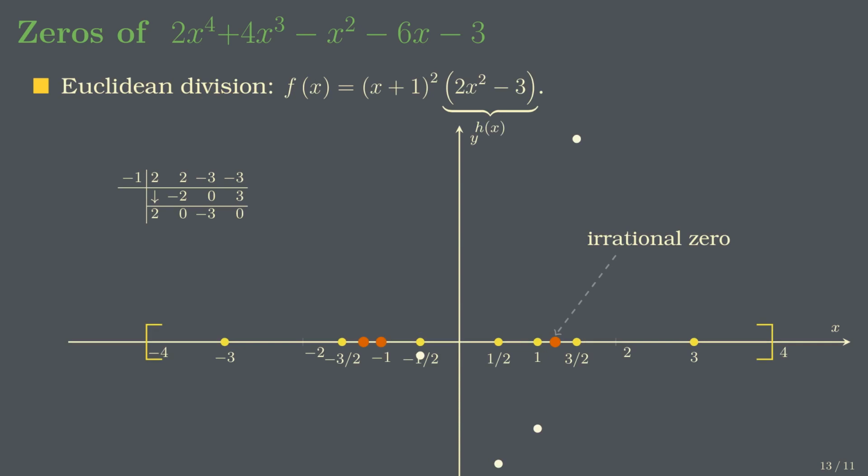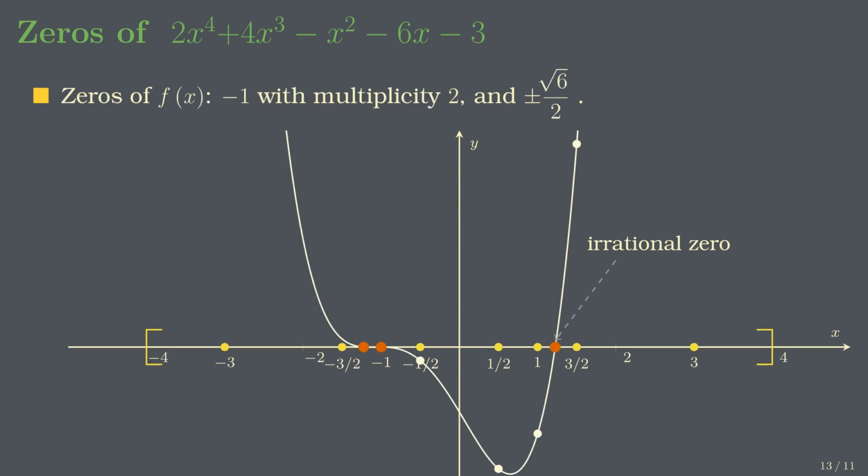And we also have f of x equal to x plus 1 squared times 2 times x squared minus 3. And from this, we can easily deduce that all the zeros of f of x are minus 1 with multiplicity 2 and plus or minus square root of 3 over 2. And this is how the graph of f looks like. And this is actually how we can determine all the zeros of f.